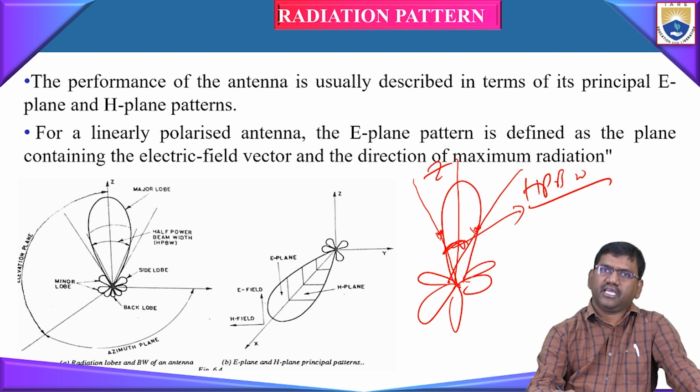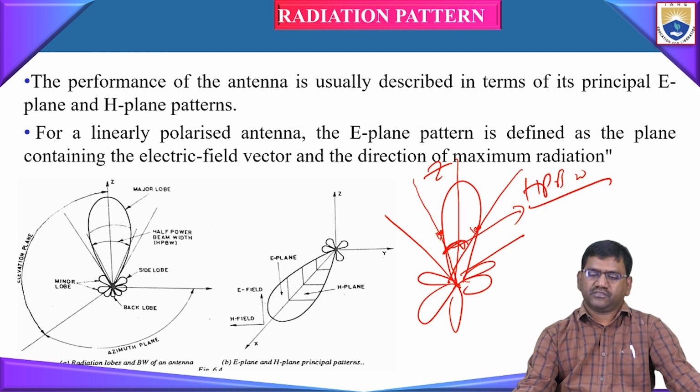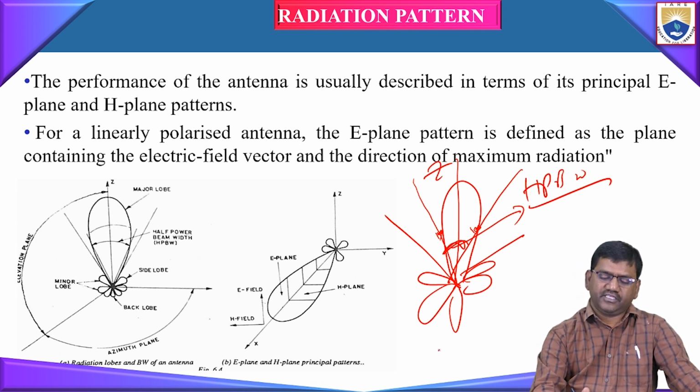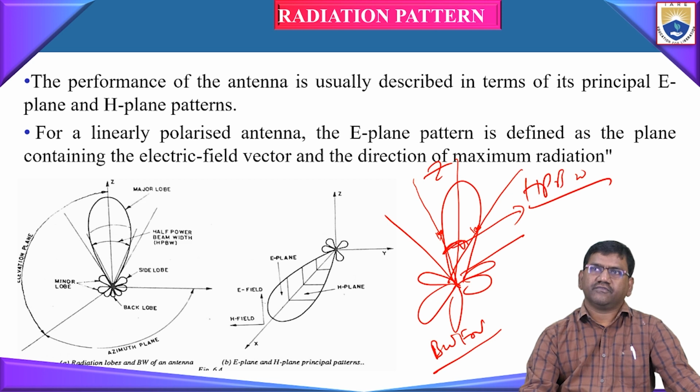And similarly, the angle measured between the first nulls, so these are known as the first nulls. Null means there is no radiation. So whenever we draw, we consider the angle between the first nulls. That angle, we call it the beam width between the first nulls.